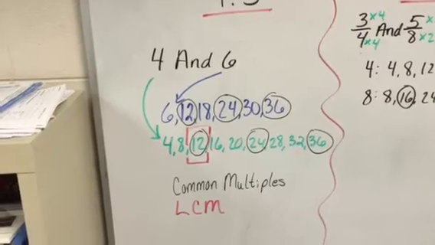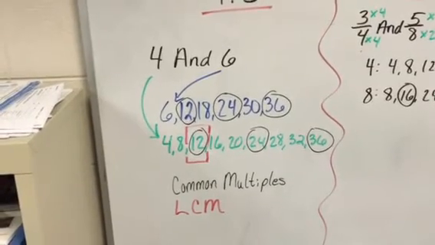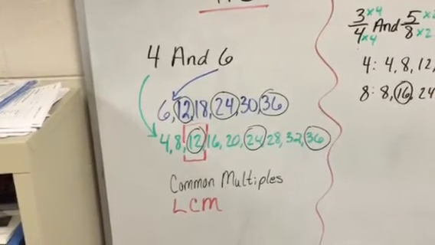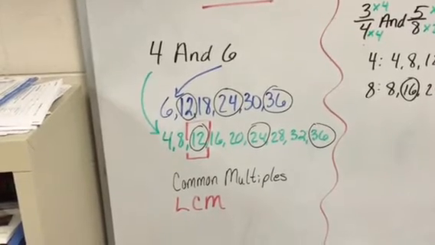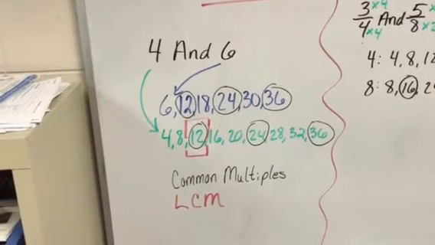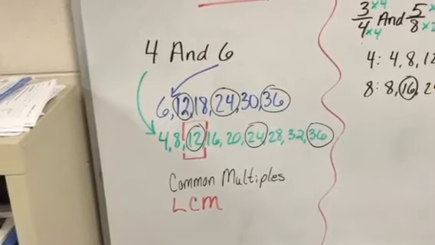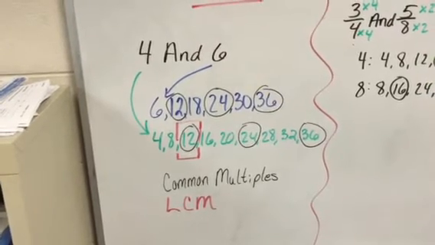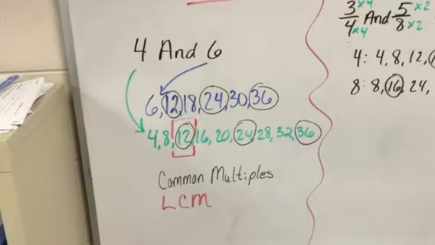So if we had 4 and 6, all we do is count by those numbers. So for the 6's, we took 6, 12, 18, 24, 30, and 36. For 4, we had 4, 8, 12, 16, 20, 24, 28, 32, and 36.